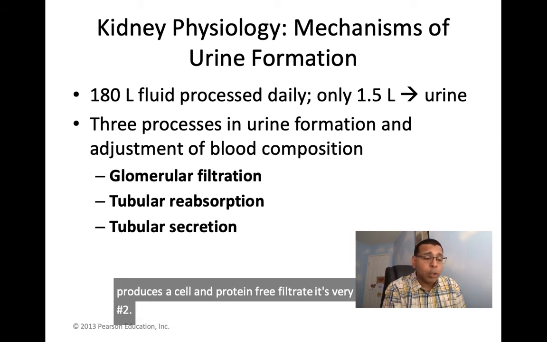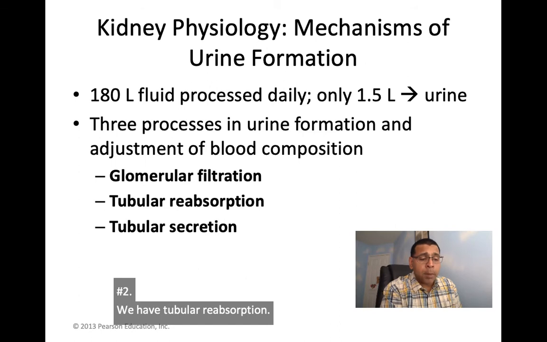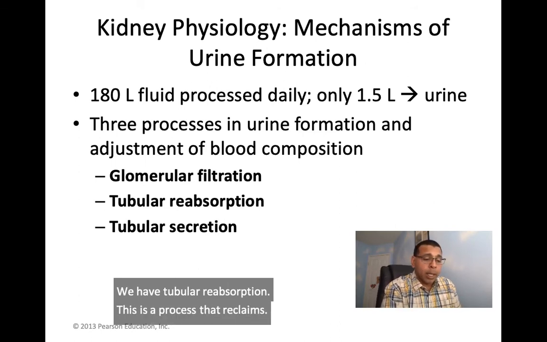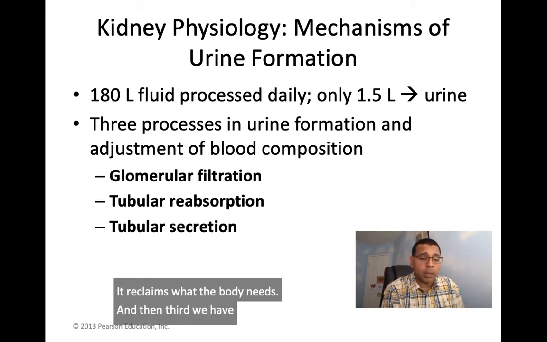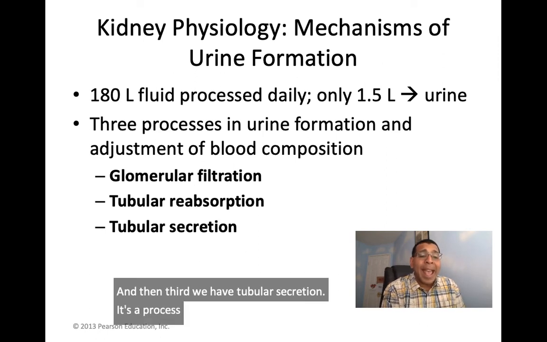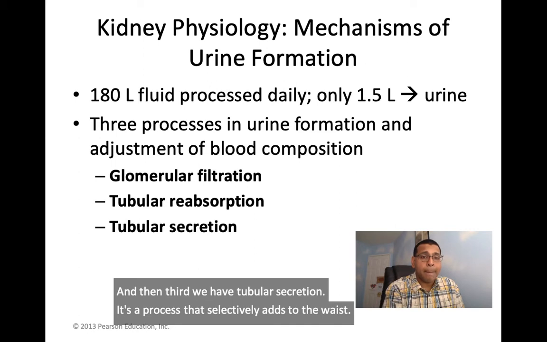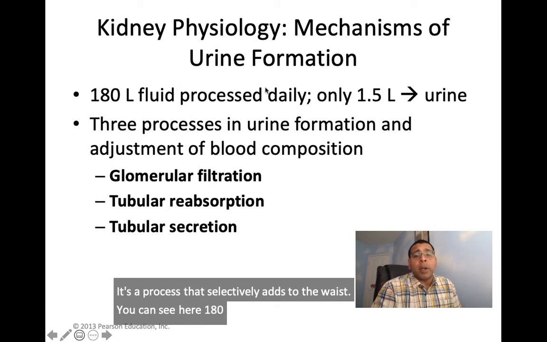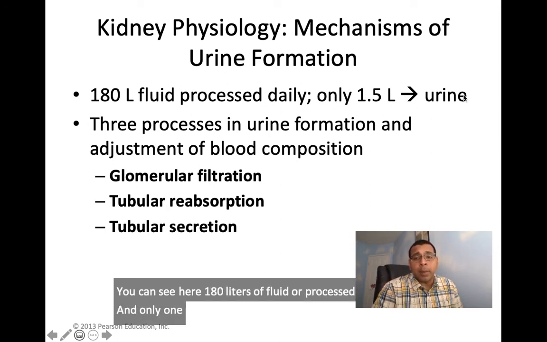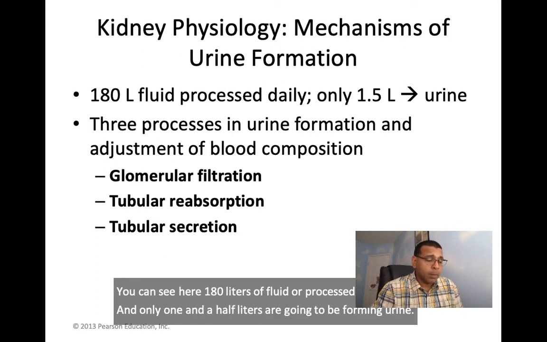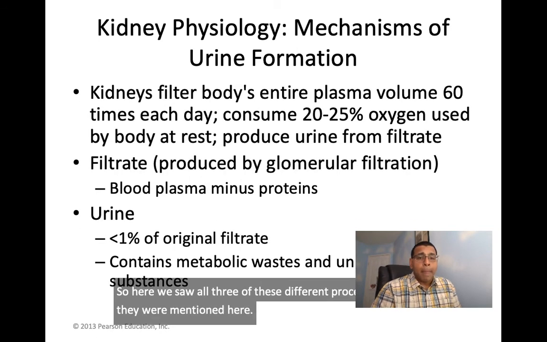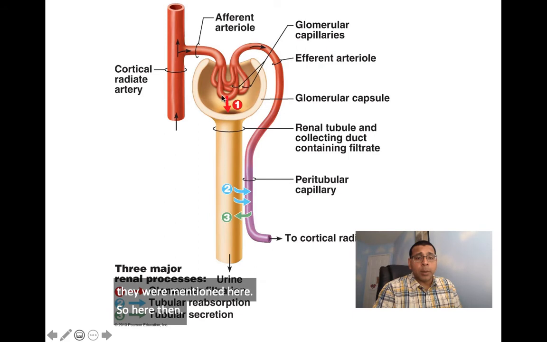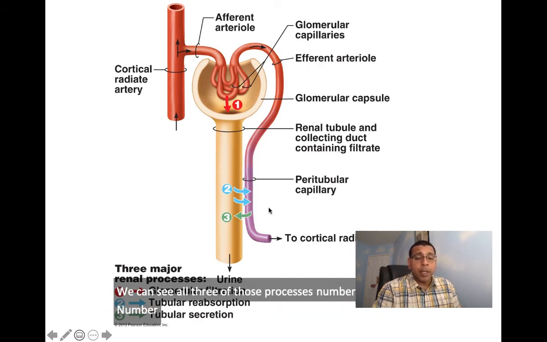Number 2, we have tubular reabsorption. This is a process that reclaims what the body needs. And then third, we have tubular secretion. It's a process that selectively adds to the waste. You can see here 180 liters of fluid are processed daily, and only 1.5 liters are going to be forming urine. So here we can see all 3 of those processes, number 1, number 2, and then number 3 occurring.